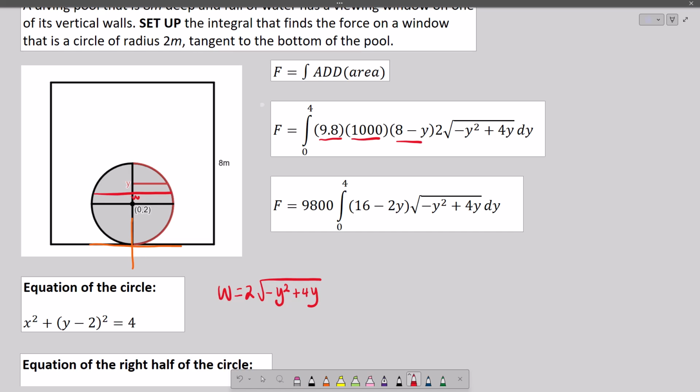The tank is 8 meters in total, so if we do this complementary distance, that's going to be 8 minus y. All right, this distance right here is y. Y takes you from the bottom, from the x-axis up. 8's all the way up, so 8 minus y is that complementary distance right there. So that's what that is.